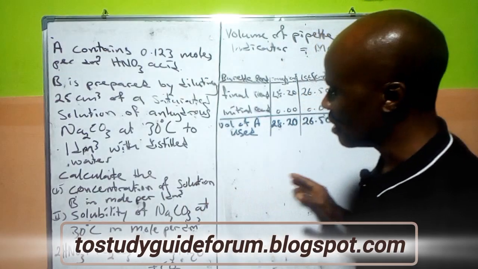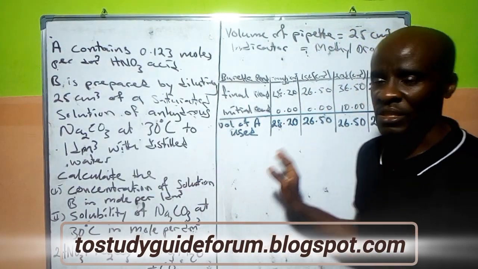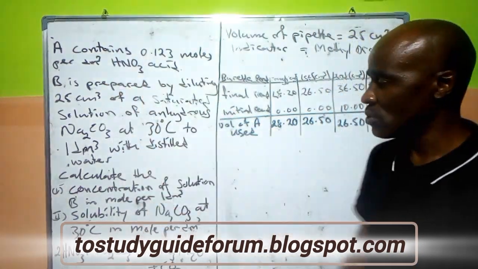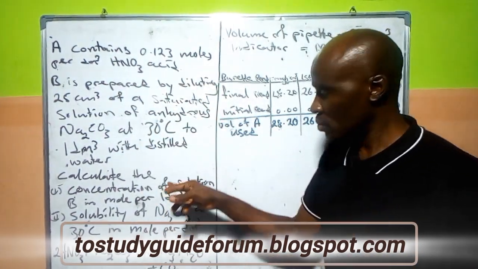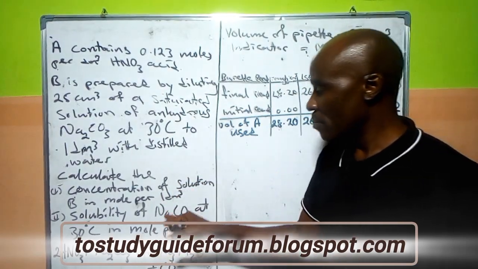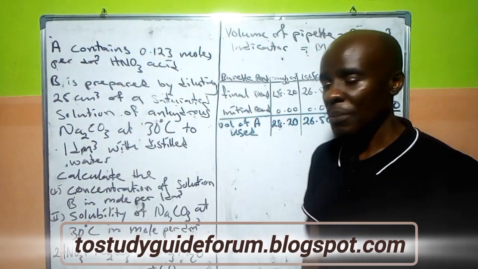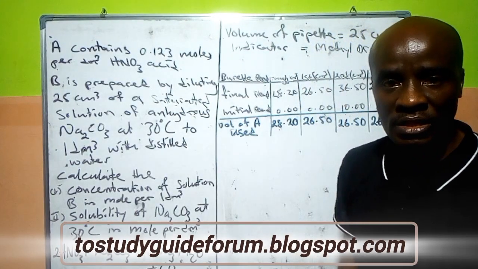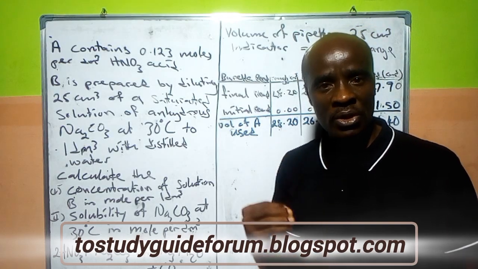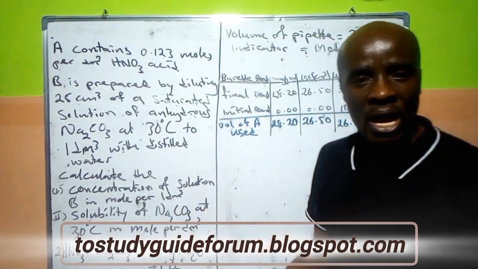Now in this analysis we are able to carry out experiments, and this is the table of values we have here. These are the information given to us, and we are expected to solve this problem to calculate the concentration of B in mole per dm³, and then the solubility of sodium trioxocarbonate(IV) at 30 degrees Celsius. This is the temperature we're looking at in regards to this solubility.